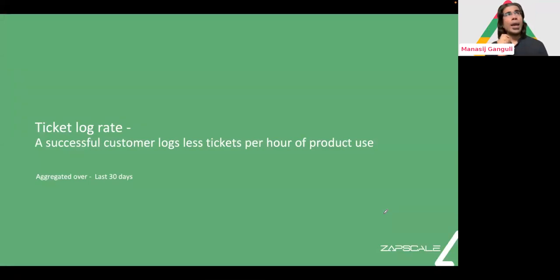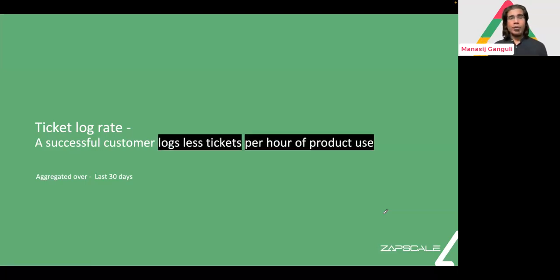Think about this. Why are users logging tickets? Is it because they're suffering from traffic outside? Or is it because they're not happy with their mother-in-law? The answer is no, it's because they have some discomfort with their product. So if I have to figure out what is a good ticket volume that a customer should log, we should always compare that with the amount of time they have spent on the product. A good customer would log fewer tickets per hour of product use.